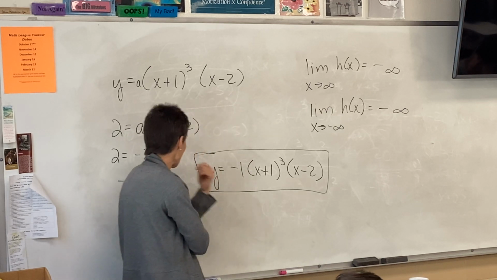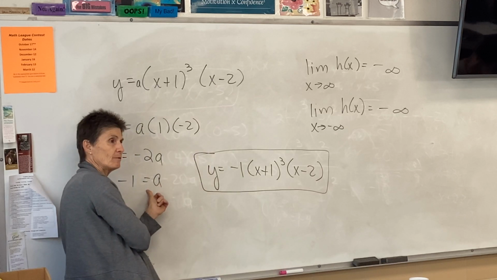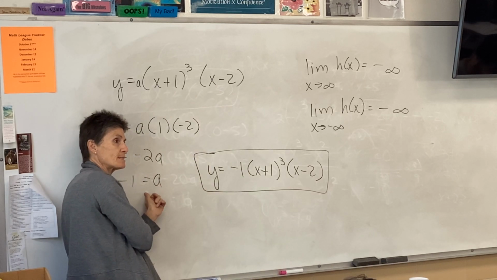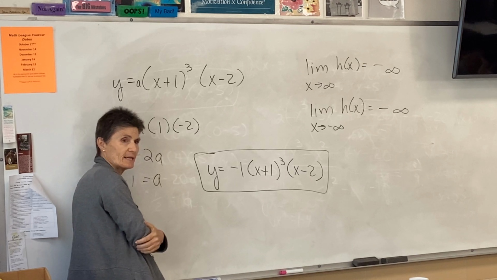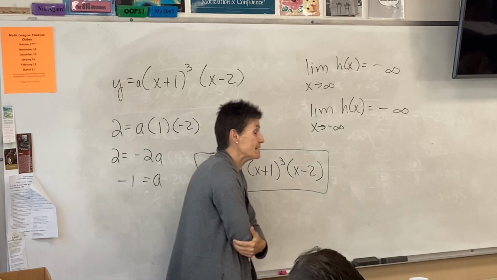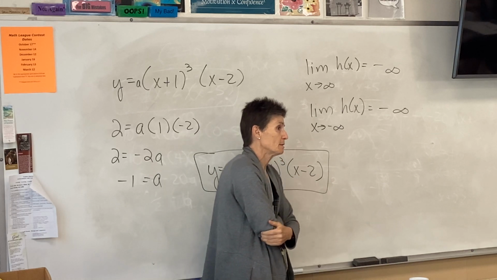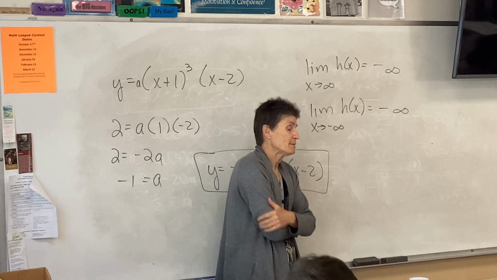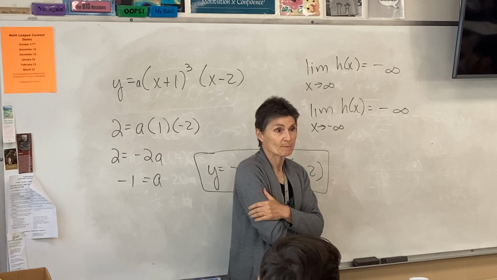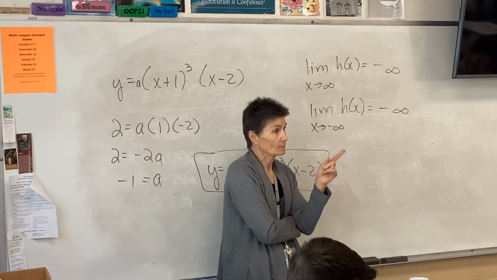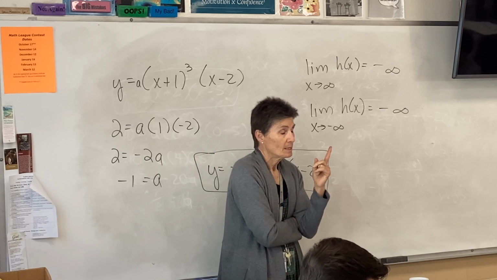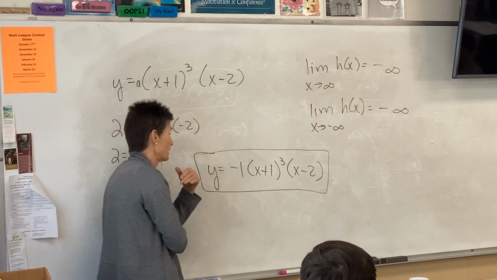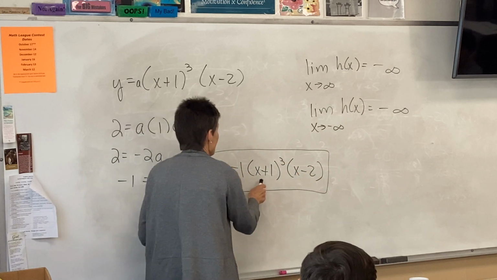My leading coefficient came out to be -1, is that what you got? Does that make sense in terms of the picture and everything? Do all the pieces fit together? Yeah, because it's an even degree polynomial and it's down, that means its leading coefficient has to be negative. Everybody, okay? Good.